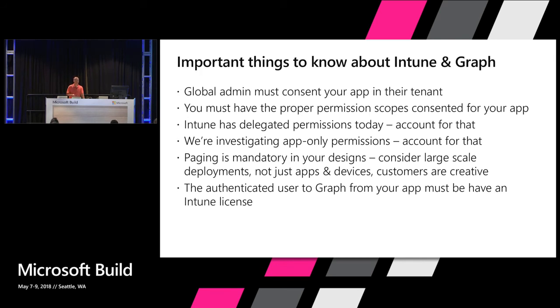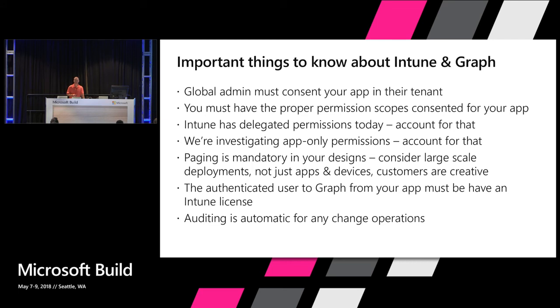Because we're using delegated, any authenticated user that's making a call to Graph needs to have an Intune license associated with it. Just a requirement, but it's one that oftentimes trips people up because you'll get a forbidden message back from Graph. And that forbidden message will oftentimes lead you down an access denied or a permissions type of troubleshooting path, when in fact it's just the fact that there's not an Intune license associated with the user that's authenticated from your Graph call.